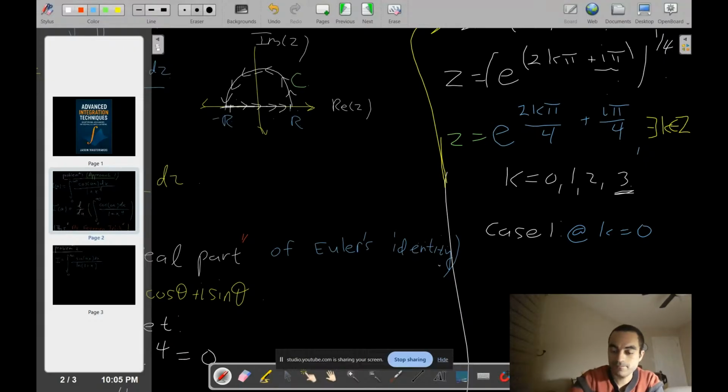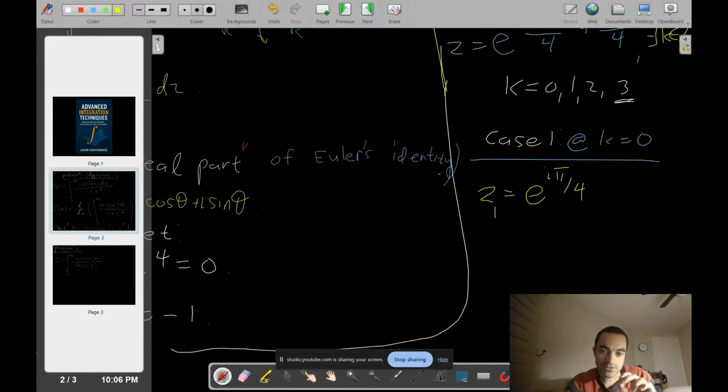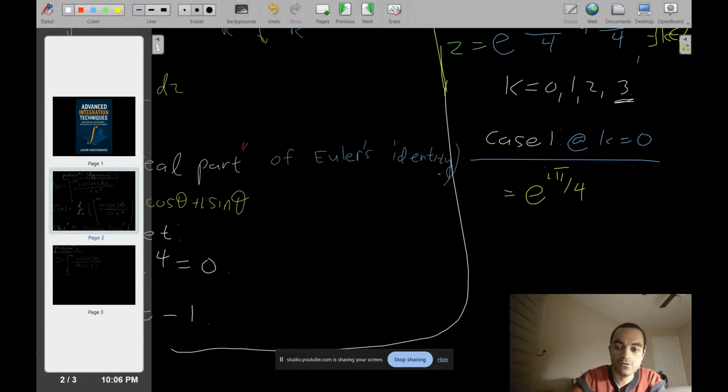K equals 0. You're going to notice right away that we get z equals e to the k0, it's gone, e to the i pi over 4. Pi over 4, that's z1. That's our root 1. So we found what z1 is. These are multiple roots here. So z1 is equal to e to the i pi over 4.